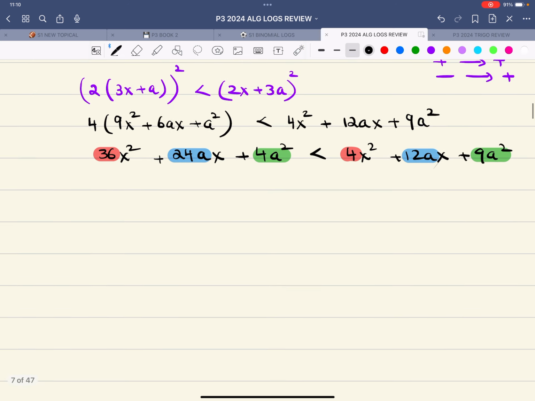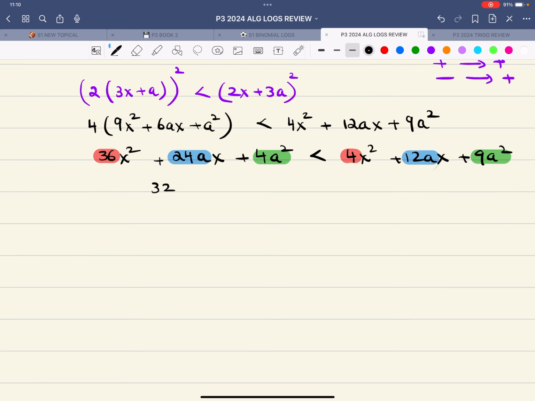So I'm writing it down. 36 minus 4 is 32x square. 24 minus 12, that is 12ax. 4 minus 9 is minus 5a square, is less than 0.